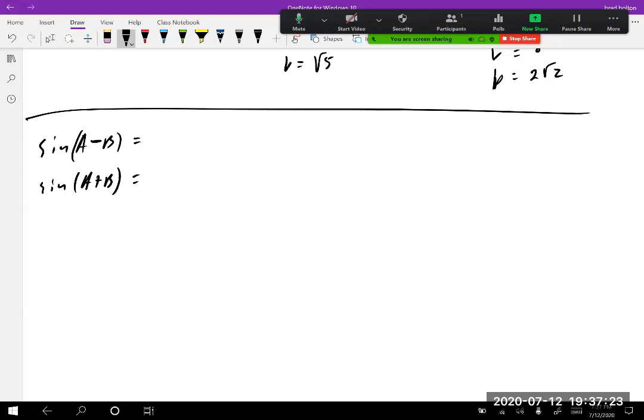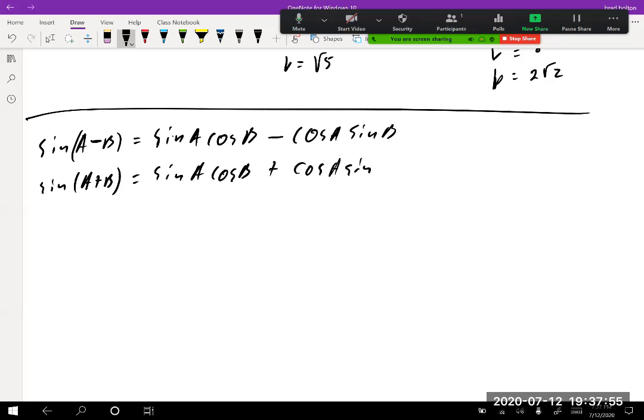I think I just want to write this one out because we're not meeting in a classroom. I want to go ahead and give you guys the formulas. So we have the sine of A minus B. That's going to be equal to sine of A cosine of B minus cosine of A sine of B. This one, sine of A plus B, will be sine of A cosine of B plus cosine of A sine of B, okay?